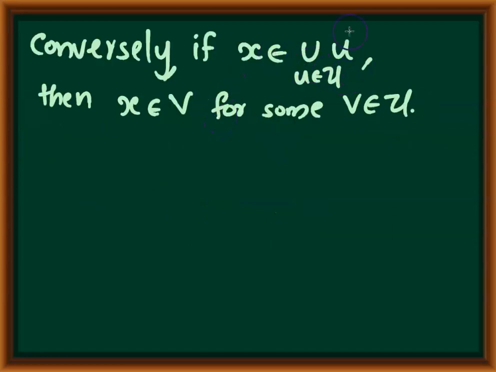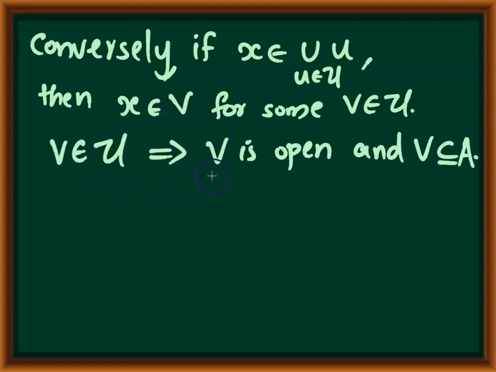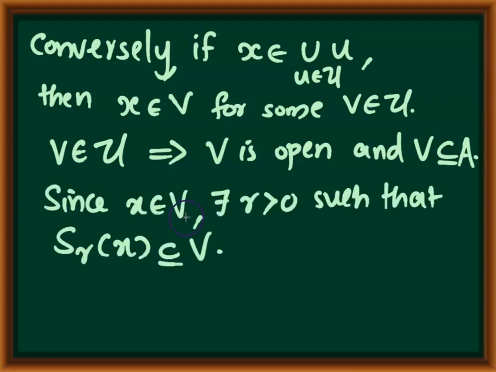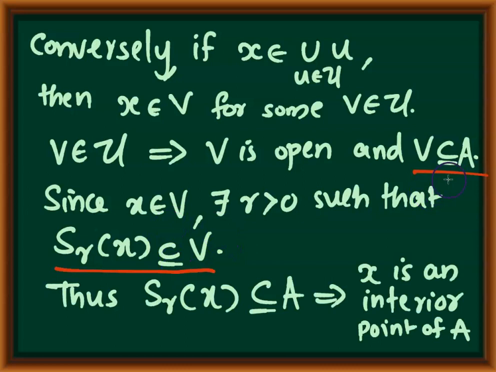Conversely, if X element of the union, then X will be a member of some member of the family U. That is, we can find some V element of the family U such that X element of V. V element of family U will definitely imply that V is open and V is contained in A. Since X element of V, where V is open, there will be some open sphere centered at X contained in V. And this inclusion together with the inclusion V is contained in A will imply that SR of X is contained in A. This means that X is an interior point of A, that is, X element of interior of A.